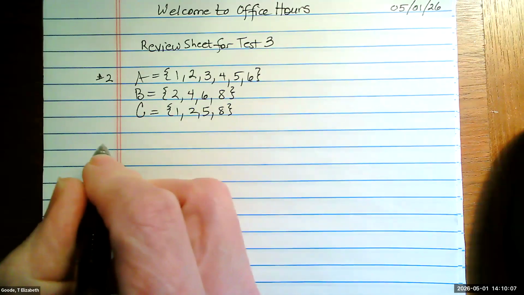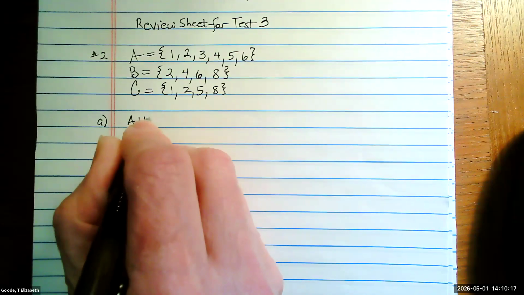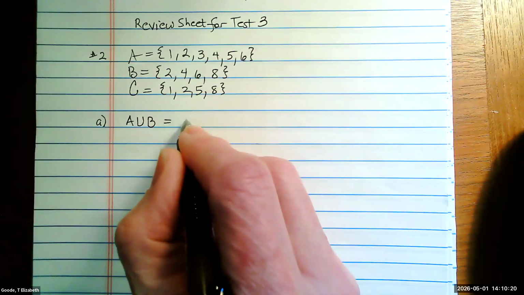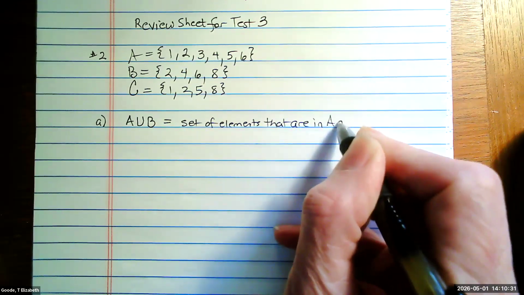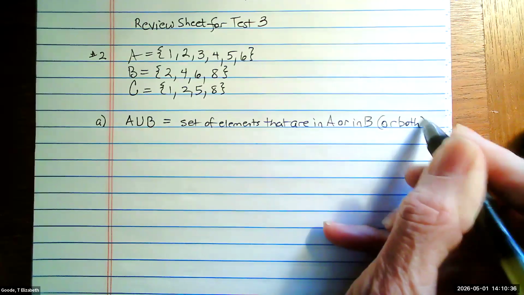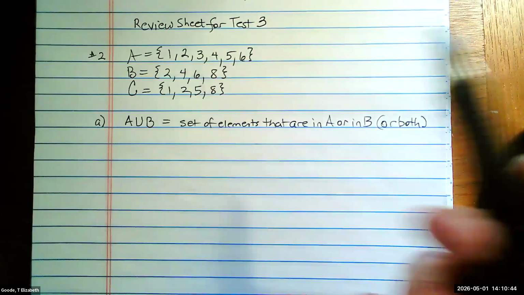Are there parts like A, B, C, D? Yep. What's part A? Part A is A union B. Let's just do this one first. It's the set of elements that are in A or in B or both, of course. That's our or operator. Doesn't that include the point fives on a number line? This isn't a number line. These are just what we call discrete sets.